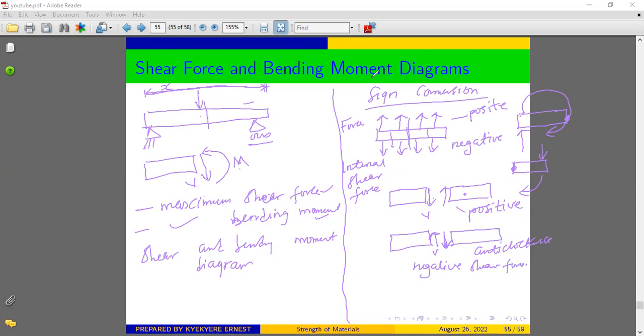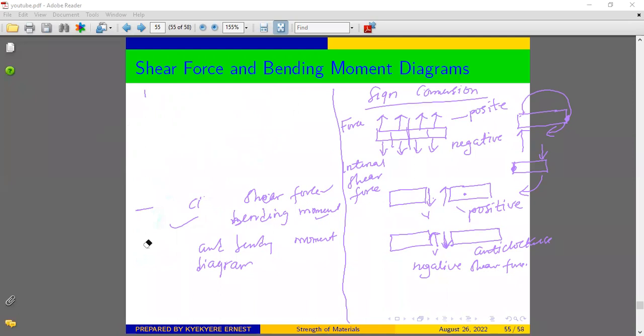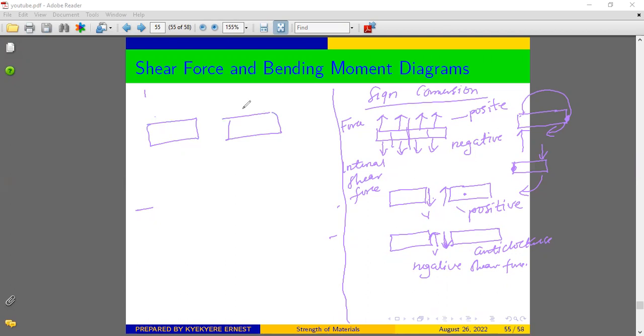In the same manner, we can also deduce the sign convention for bending moment. For bending moment, when you cut through the structure, there is going to be some bending. So we have a moment in this direction and a moment in that direction. You can see that this one is compressing the top fibers of the bar here, and this one is also compressing the top fibers here. So when you have that, we say that it is a positive bending moment.